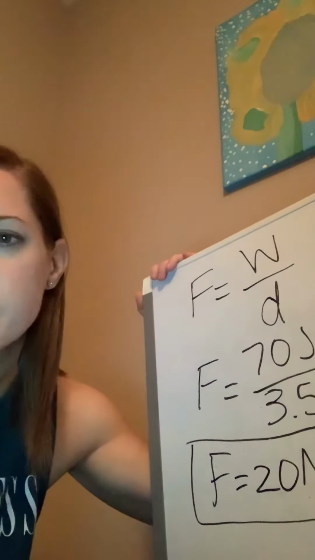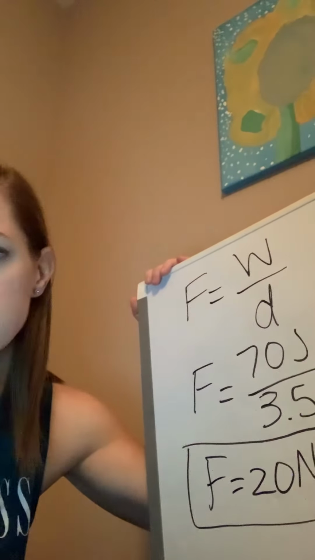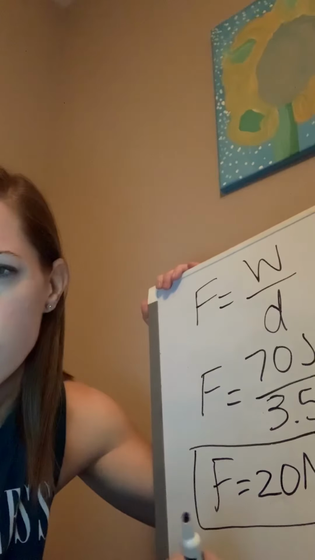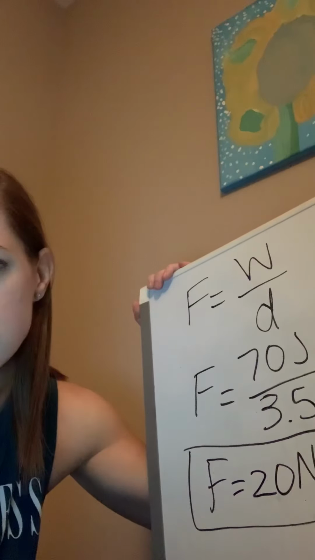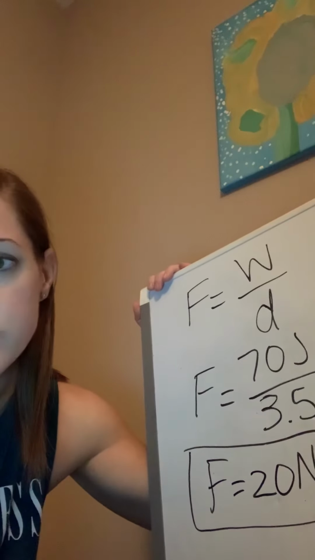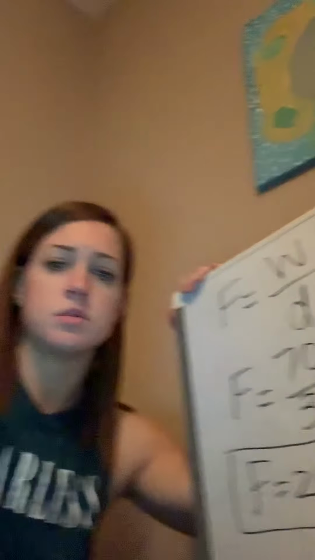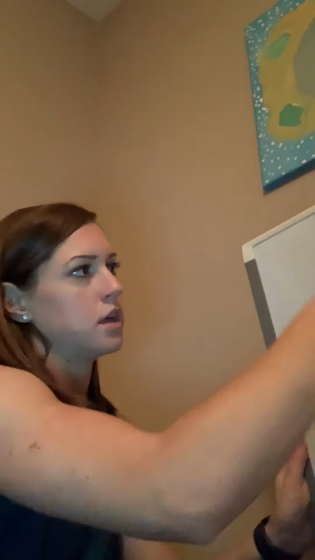Number 6 says how many joules of work are done when you lift a 5 kilogram box a vertical distance of 1/2 of a meter. Okay, so this is the problem I told you about yesterday where you would have to use the acceleration due to gravity, which is 9.8 meters per second squared. So there's 2 steps to this problem.